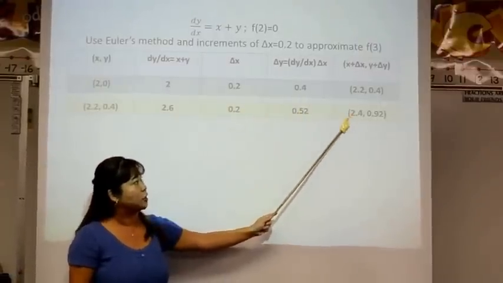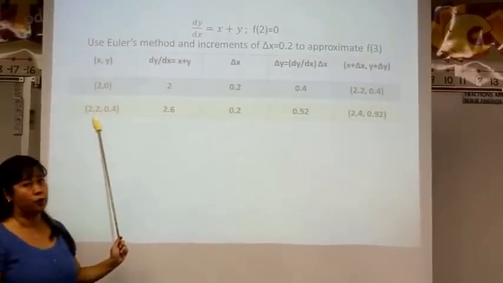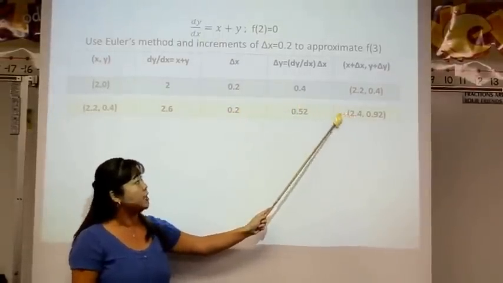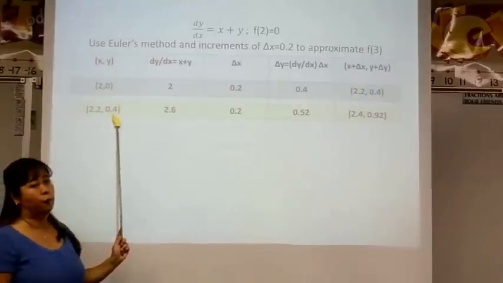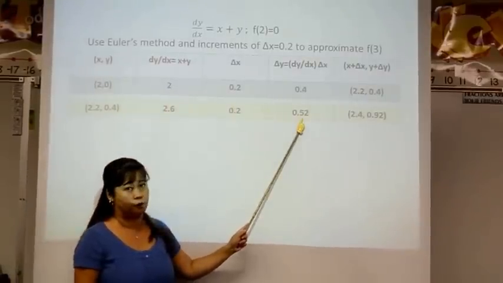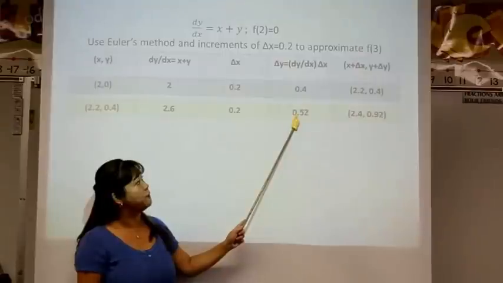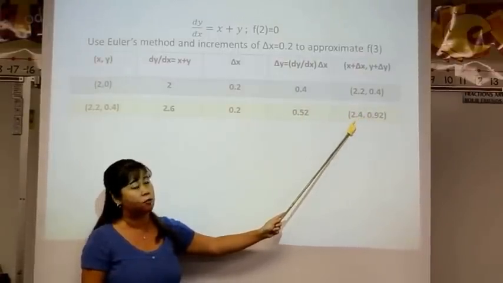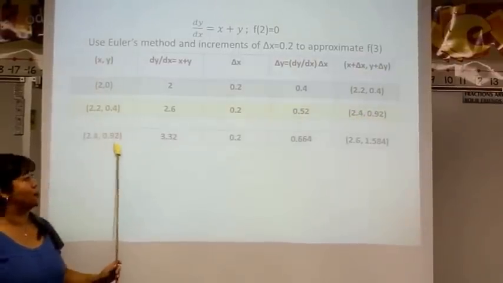Then again, x right there is found from the original x, which is 2.2. We're going to add it onto delta x right there, which gives us 2.4. We're going to take the y, which is 0.4, and add it onto the calculation of delta y, which is 0.52, giving us 0.92. Again, our goal is to get to 3, so we're not there yet, so we keep on doing the same process again.